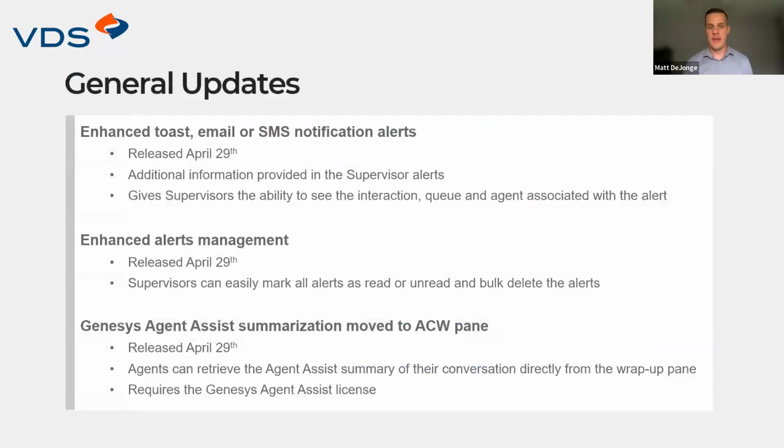And then lastly, a release that came out just this past Monday, specifically around the Agent Assist summarization component. This one just moves the summarization to the after call work pane. That was just a small update. The summarization within Agent Assist came out and was available as of last month. It does require the Agent Assist license, but for those of you who are interested, looking at potentially utilizing Agent Assist and the summarization component, or already using or testing it, the summarization has been moved to the after call work pane.